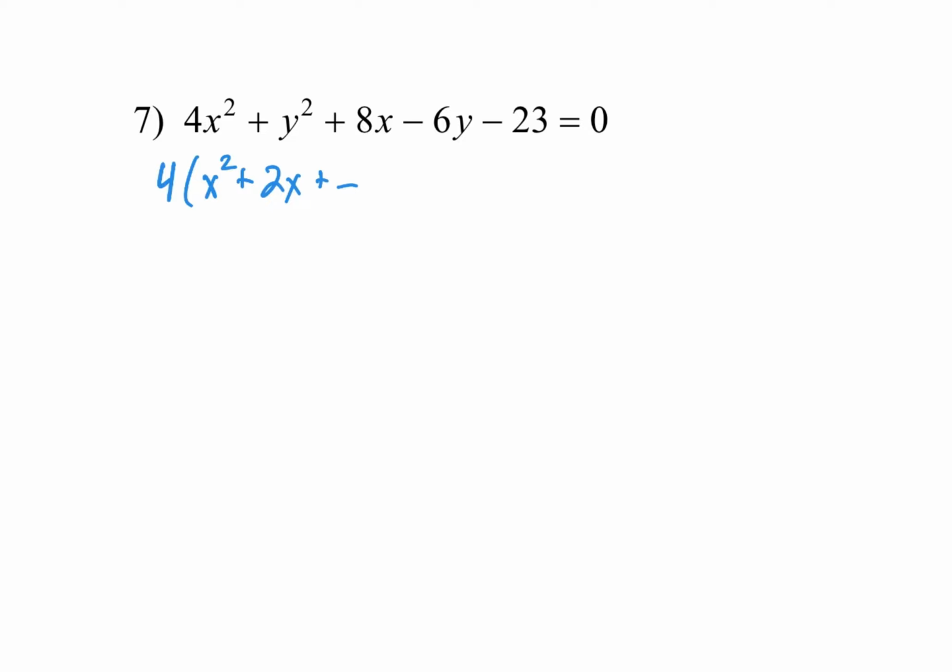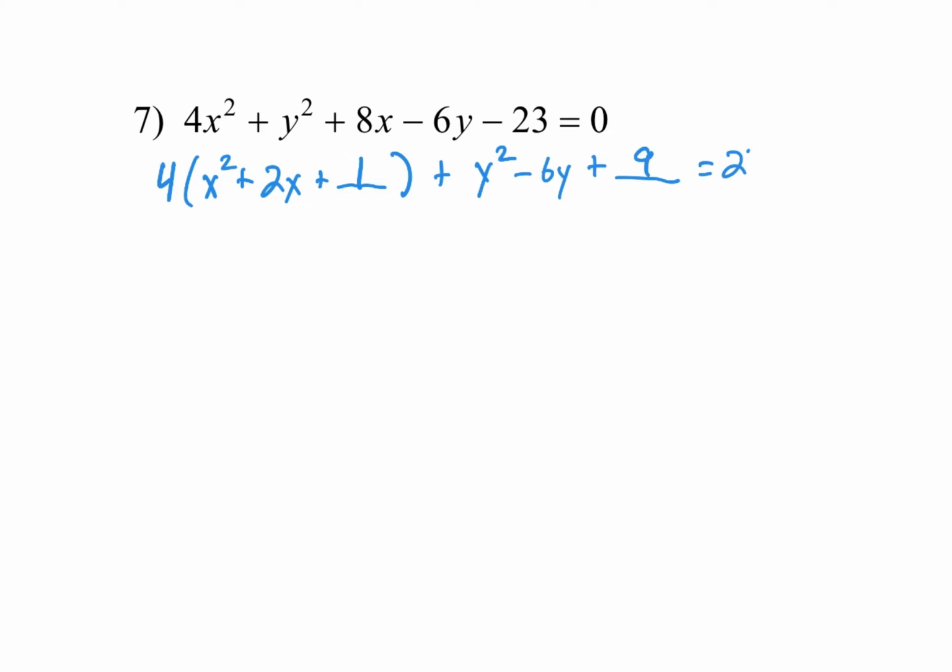Now we have to complete the square. Half of 2 is 1. 1 squared is 1. So I'm just going to leave it like that for now. Plus y squared. We've got y, there's no value out in front of it. So minus 6y plus, we have to complete the square. Half of 6 is 3. 3 squared is 9.